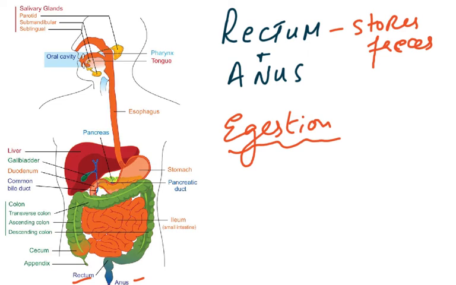which we cannot digest, like cellulose we cannot digest, lignin we cannot digest. So all that food which we ate, which contained all this material, which we don't have the enzymes to digest them, so that has to be then passed out in the form of feces out of the body. And that would be the part of the rectum and the anus which is responsible for this egestion.